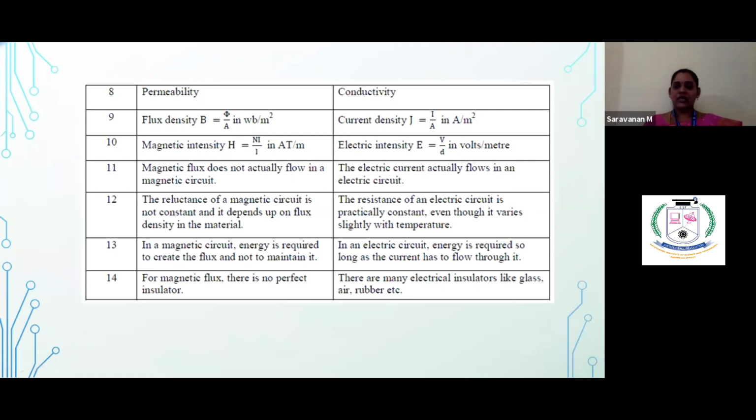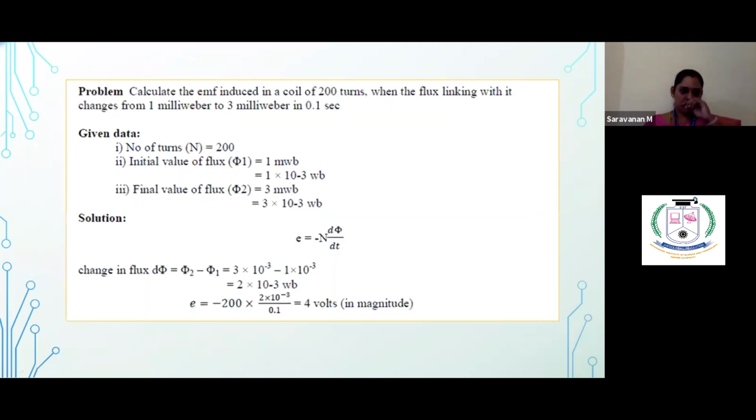So these 14 points are very important. Please learn all these 14 points by heart, which will be a very important part, that is, the comparison, similarities and dissimilarities, or analogy of electric and magnetic circuit.